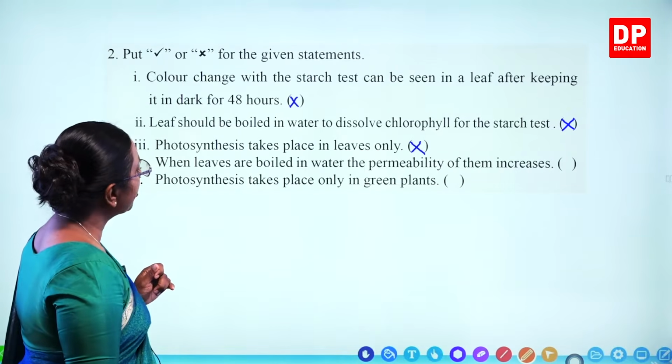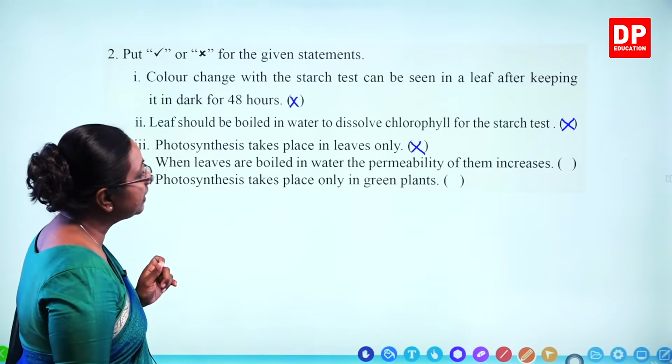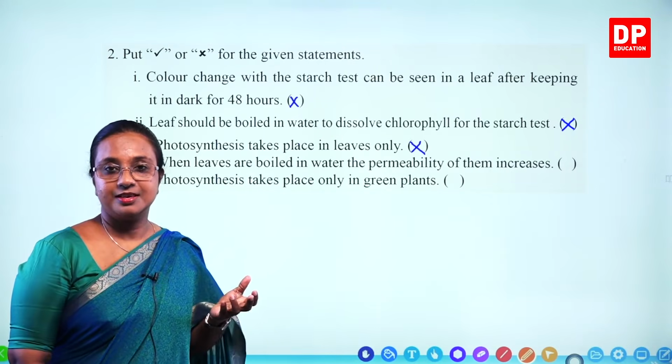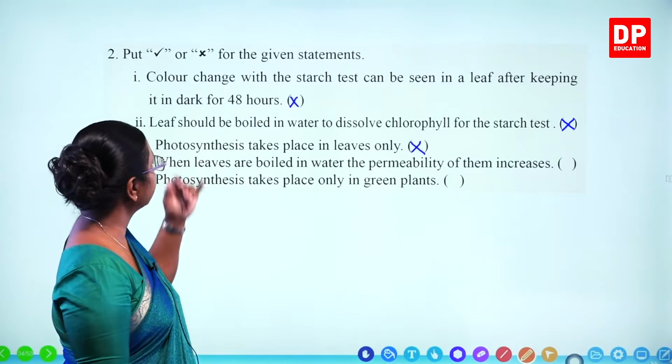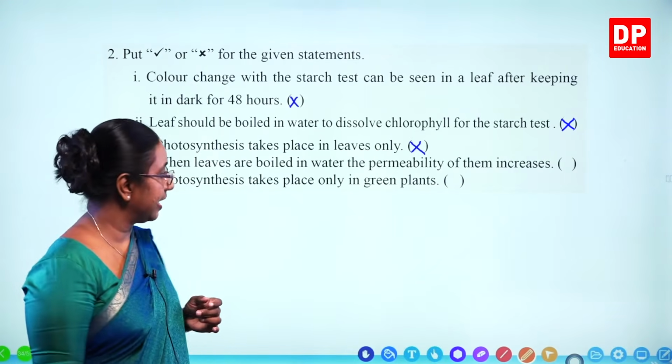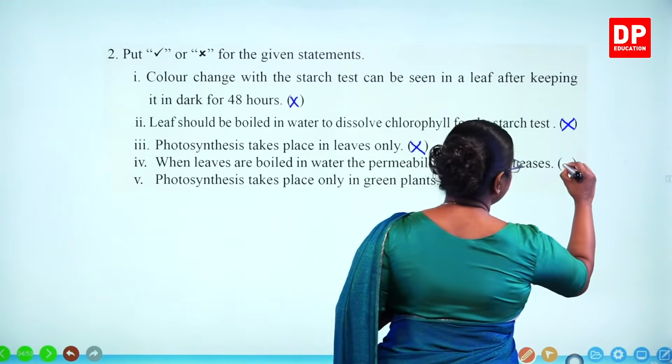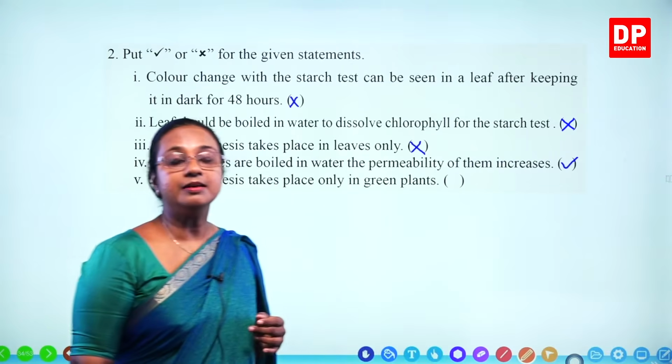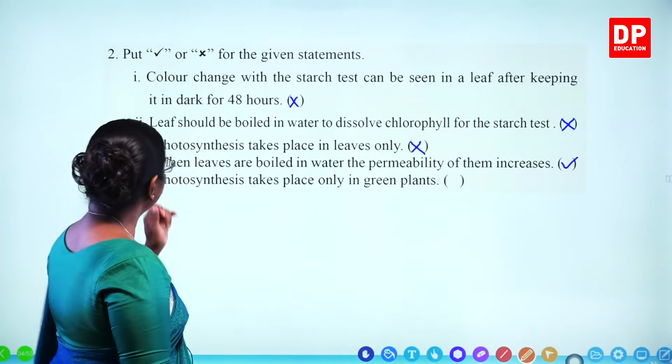Then the fourth one. When leaves are boiled in water, the permeability of them increases. That is correct. We discussed it with the second statement. We boil the leaves in order to increase the permeability. Then the last one.